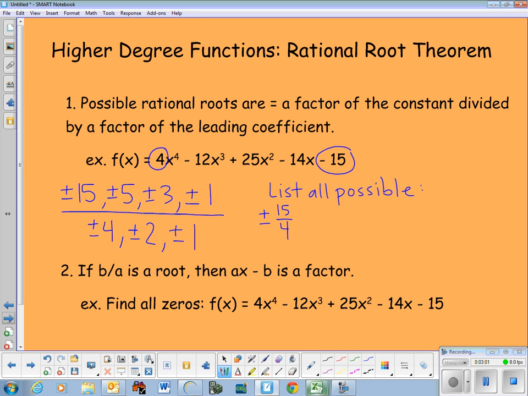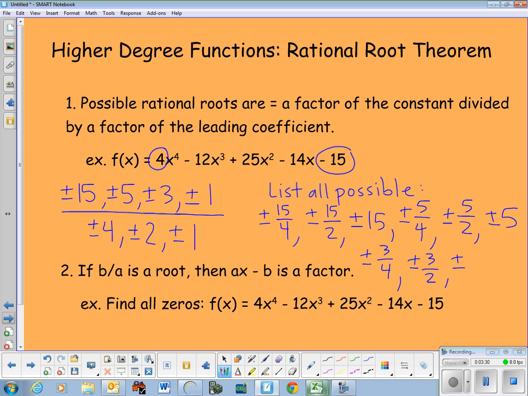So anyway, we'd have plus or minus 15/2, plus or minus 15/1, or just 15, plus or minus 5/4, plus or minus 5/2, plus or minus 5/1, which is plus or minus 5. Keep going, big long list. Usually these, depending on the nature of the numbers, they could be lengthy. 3/4, 3/2, 3. And then we have 1/4, 1/2, and 1. Okay, so all of those are possible rational roots.